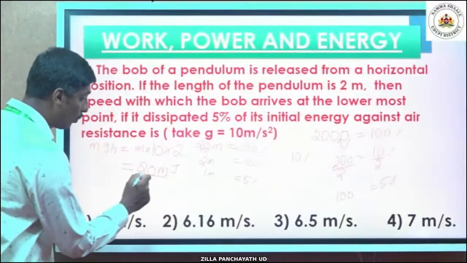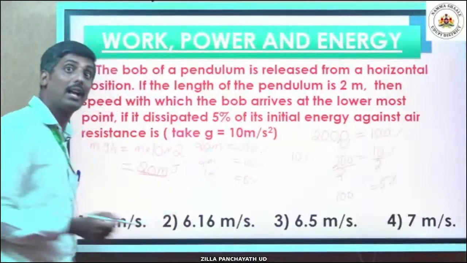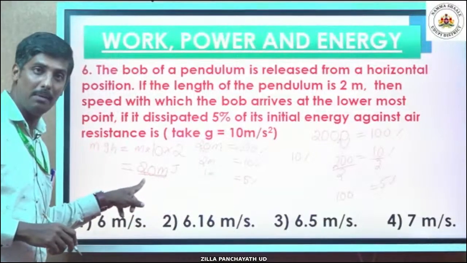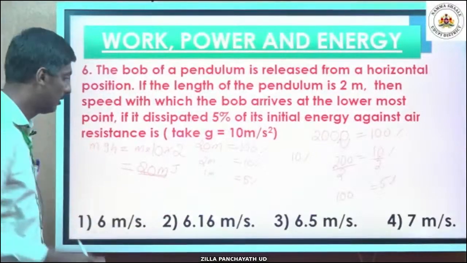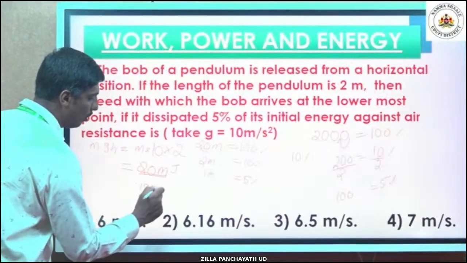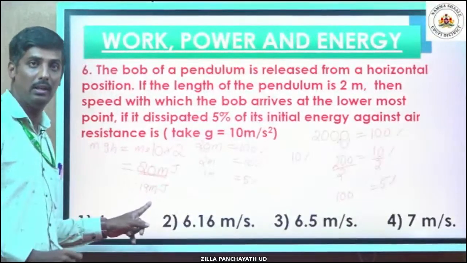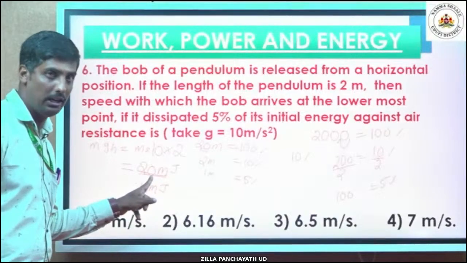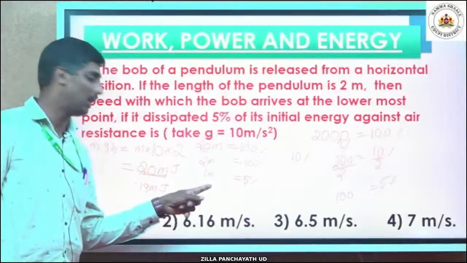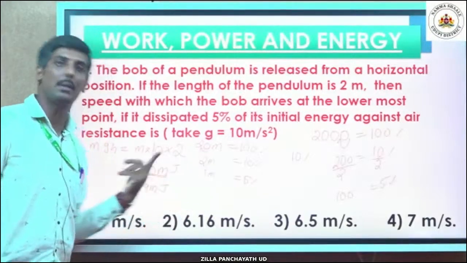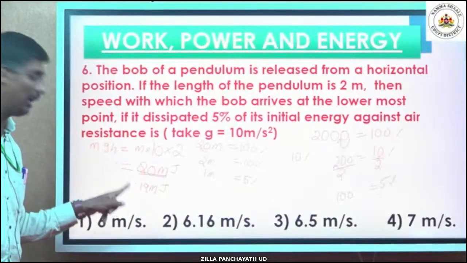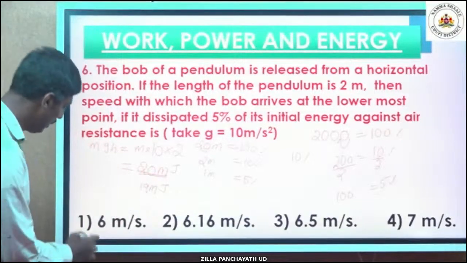Look, it was 20m. 5% was lost. So how much remains? 95%. 5% is 1m. 100% is 20m, so the remaining is 19m. So the remaining energy is 19 m joules. Did you understand how this came? I had 20 m joules initially. 5% has been lost. If 5% is lost, how much remains? 5% is 1, so I subtracted 1. When 1 is subtracted, it is 19 m joules. This is my 95% energy. Clear?